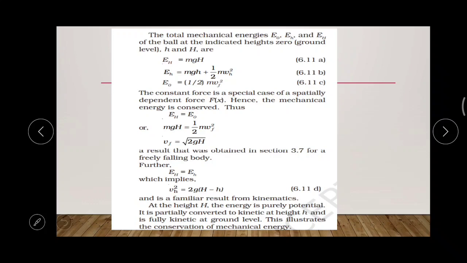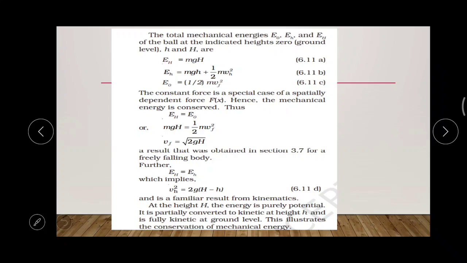At the height capital H, the energy is purely potential, and it is partially converted to kinetic energy at the smaller height h, and it is completely converted into kinetic energy just before hitting the ground, or at E0. This is known as the conservation of mechanical energy. Mechanical energy is actually the sum of the kinetic and potential energy.